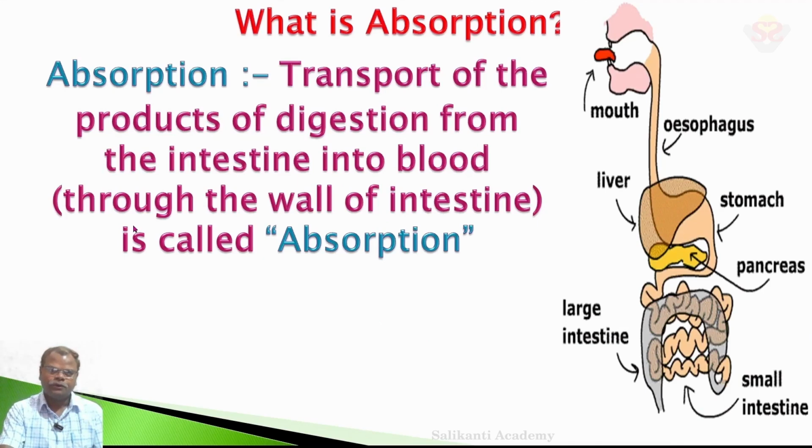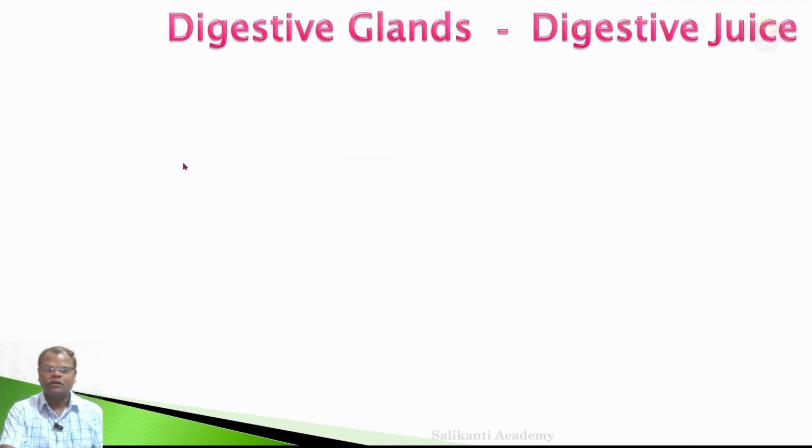Now we know the definition of absorption. Absorption: transport of the products of digestion from the intestine into the blood through the wall of the intestine is called absorption. Are you clear about absorption? Now we are going to learn what digestive glands and what digestive juices are present in the digestive system.